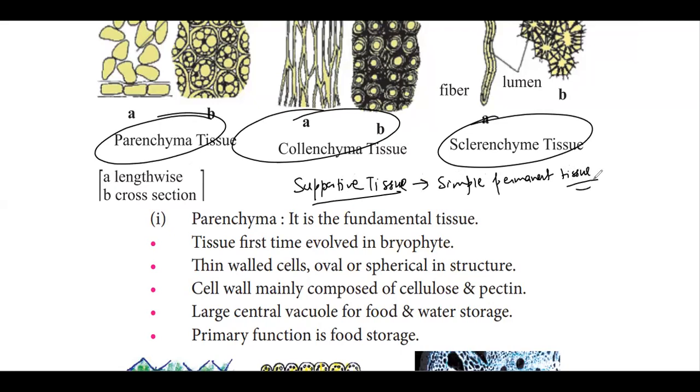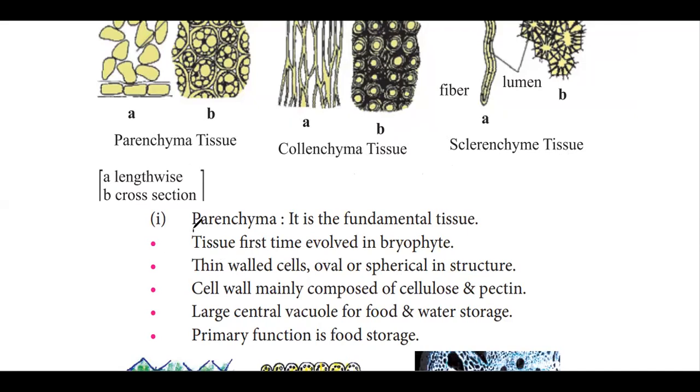So let's talk about the permanent tissues: parenchyma, collenchyma, and sclerenchyma. What is parenchyma? The main function of parenchyma tissue is to store food and provide support. These are living tissue. It is the fundamental tissue, and it first evolved in the bryophytes.